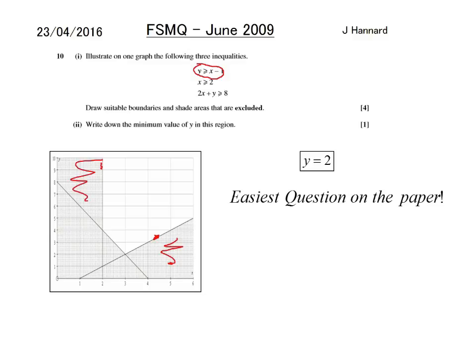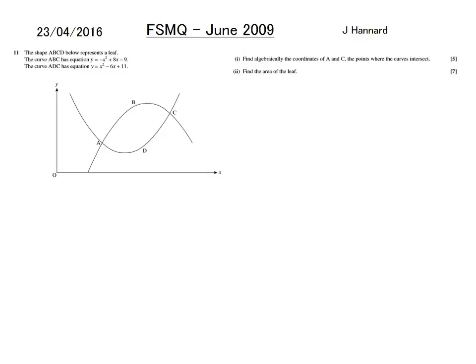And the other one, 2x plus y is greater than or equal to 8. Using the cover-up method, you get 2x equals 8, x equals 4. So you put a cross there. Using the cover-up method again, you get y is equal to 8, so you put a cross there. Join them up, oops, and then if I want to be greater than, I shade beneath, and then it's asking for the minimum point, which is blatantly there, so you just say y equals 2. So they're the easiest 5 marks on the paper, I would say, if you know how to draw graphs. Question 11.